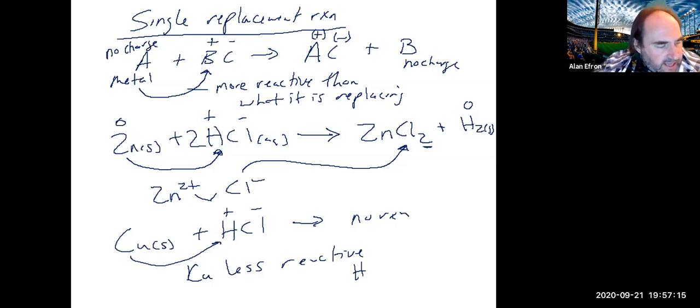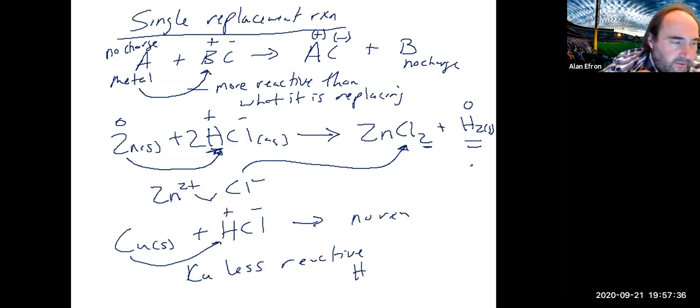So this is a classic sort of single replacement reaction involving a metal coming in and kicking out the positive guy. The way the guy comes out, he has no charge. So if this happened to be a metal, the metal would come on this side with no charge. If it was kicking out something like copper, copper would come up on this side with no charge.